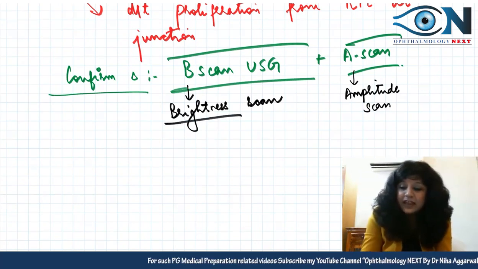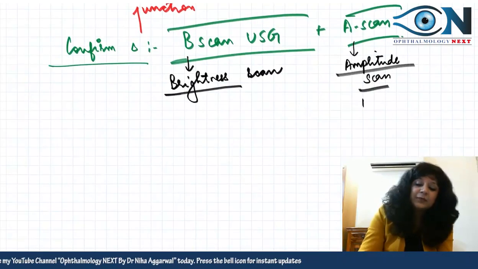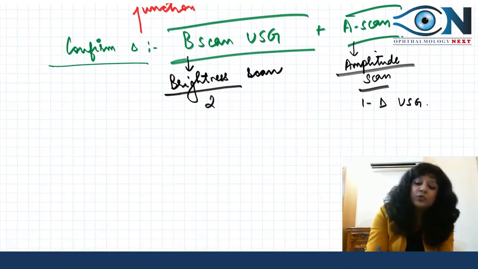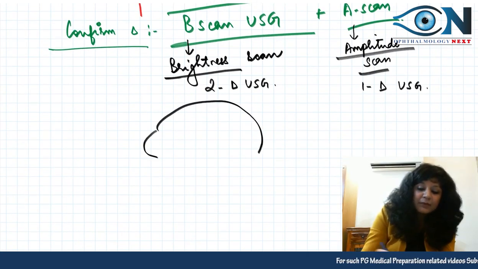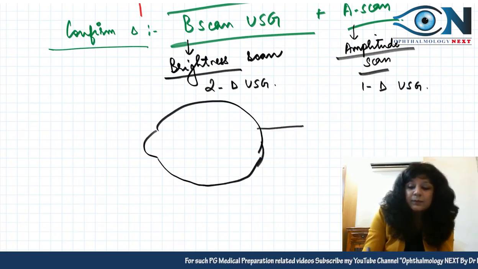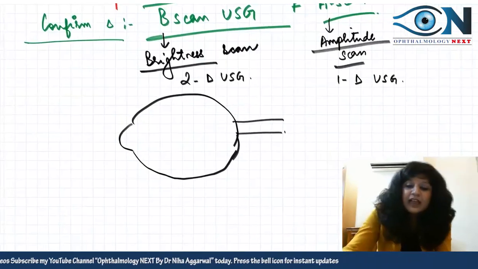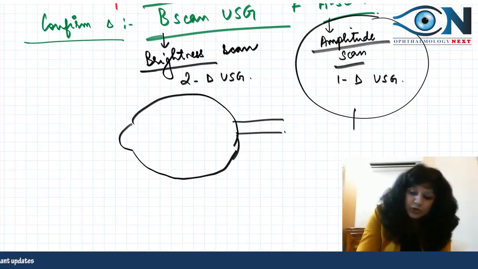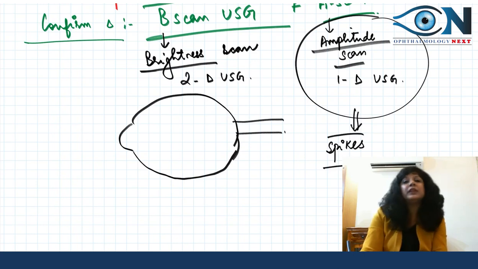So we have the B-scan and we have the A-scan. Now, A-scan is actually a one-dimensional ultrasound, while the brightness scan is a two-dimensional ultrasound. Obviously, when we have the two-dimensional ultrasound, I am able to see the 2D picture of the eyeball, so it's easier to interpret. But if it is an amplitude scan, a one-dimensional one, I am able to see only the spikes.